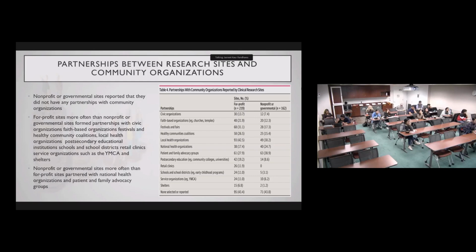Then is the partnership between research sites and community organizations. Nonprofit or governmental sites reported that they did not have any partnership with community organizations except patient advocacy groups, patient advocacy and family groups, and National Health Organization. So it is clear from this table that non-profit governmental organizations have more collaboration with patient and family advocacy groups and National Health Organization as compared to the for-profit ones, whereas for-profit sites have more collaboration with civic organizations, faith-based organizations, health communities, and collaboration with the schools or other service organizations.